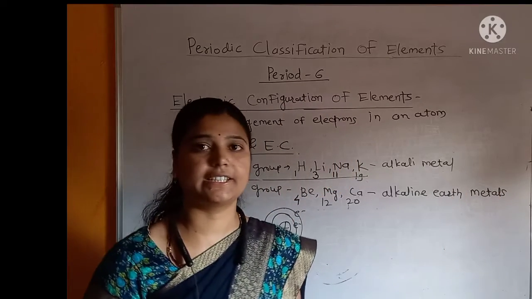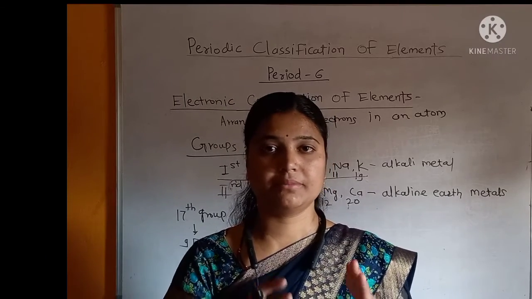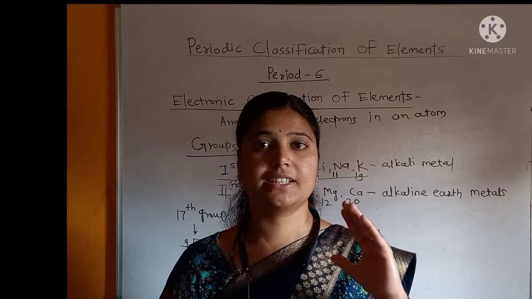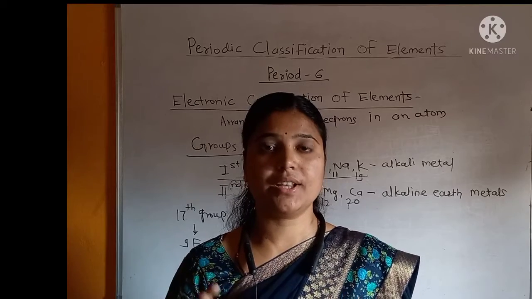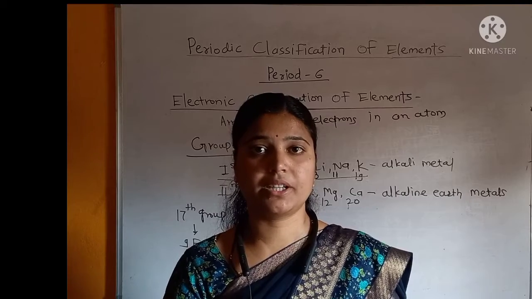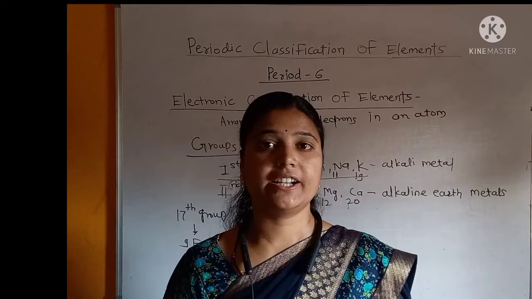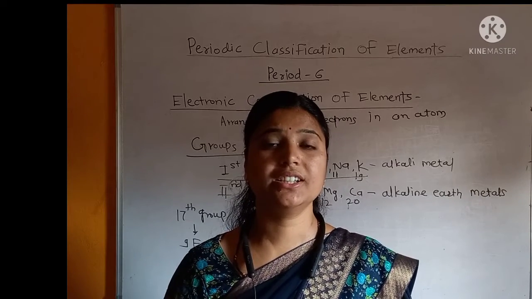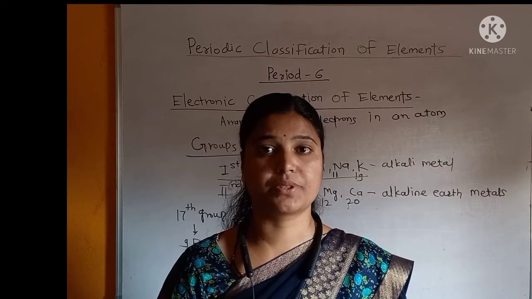All the elements present in the second group show similar properties. Elements in the same group show similar properties, but elements in the same period do not have the same properties. They vary, because when elements are near each other they show some similar properties, but when the distance between two elements is very large, their properties are very different from each other.